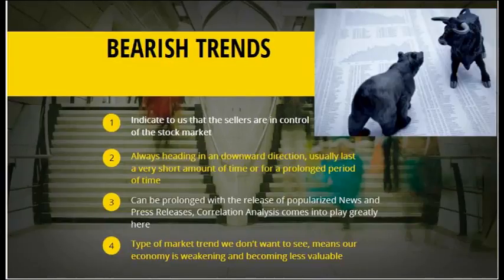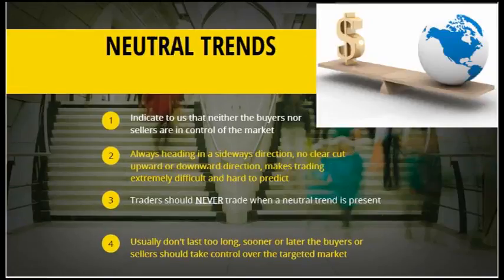This is a type of market trend that we want to see. It means the economy is bullish. Bearish trends, on the other hand, indicate to us that the sellers are in control of the market, always heading in a downward direction. They usually last a very short amount of time or for a prolonged period of time. These can be seen a lot during the ending of the week, especially when the markets are closing for the weekend. These can be prolonged with the release of news and press releases as well. This is the type of market trend that we don't really want to see, because it means our economy is weakening and becoming less valuable.